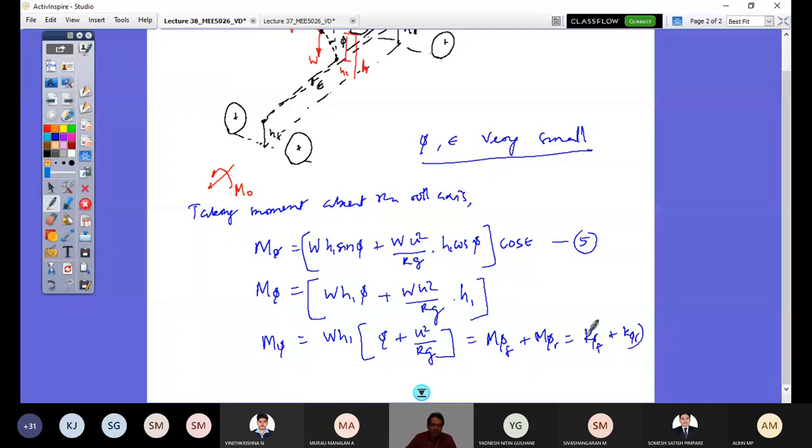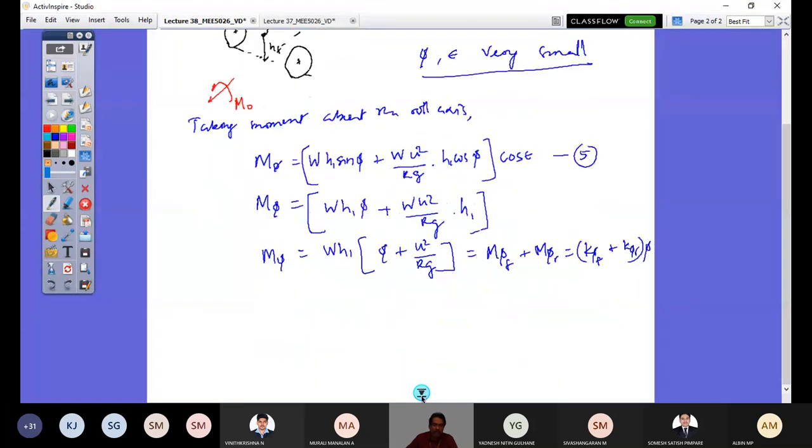Now, since the φ term is here, WH1 φ, and there is also a φ term here, I have to rewrite it like this. I have to bring this term onto this one. So let me write that as WH1 U squared by RG, and take the φ term to the other side, so that I will have Kφf plus Kφr, and WH1 φ comes here, minus WH1 into φ.